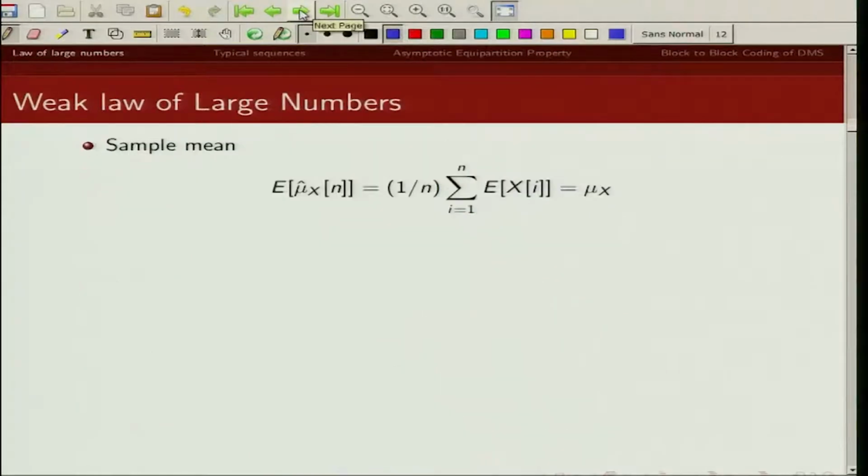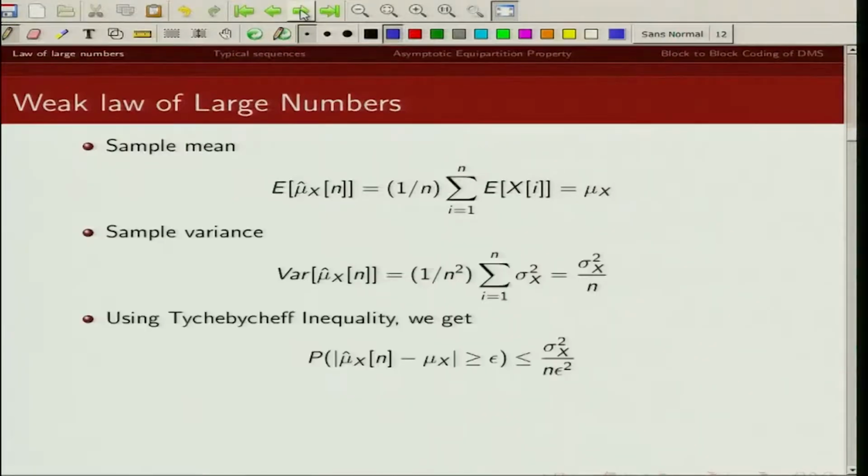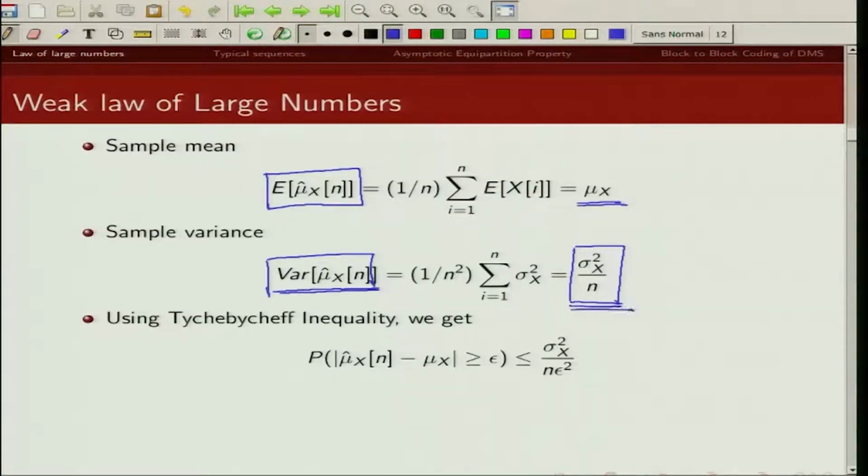Now let us define the expected value of mu x as mu hat x. We can show that this is equal to mu of x, which is the mean of x. Similarly, the variance of mu hat is equal to sigma x square by n. So the mean of mu hat x is given by this, and the variance is given by this expression.